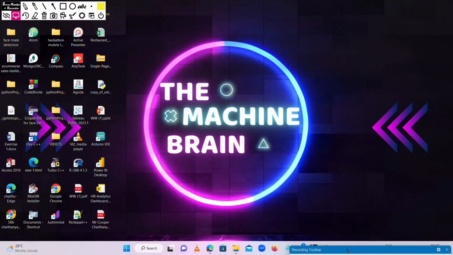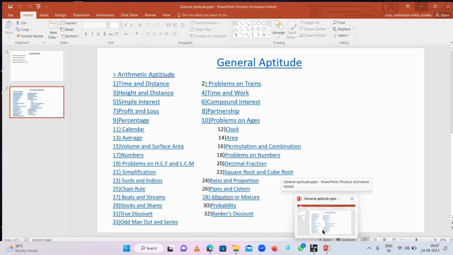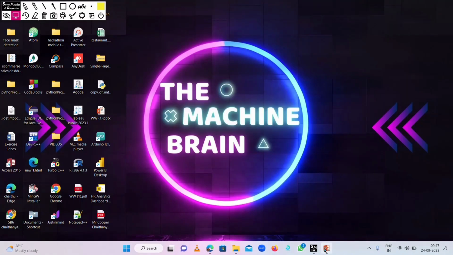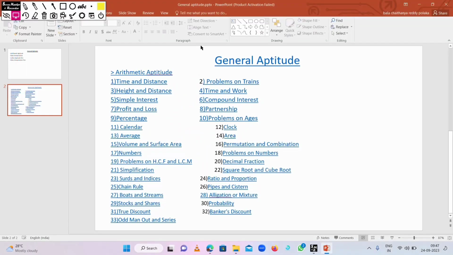So we have completed the first exercise, that is time and distance in arithmetic aptitude. Next, we will go with height and distance. Later, we will see problems on train.